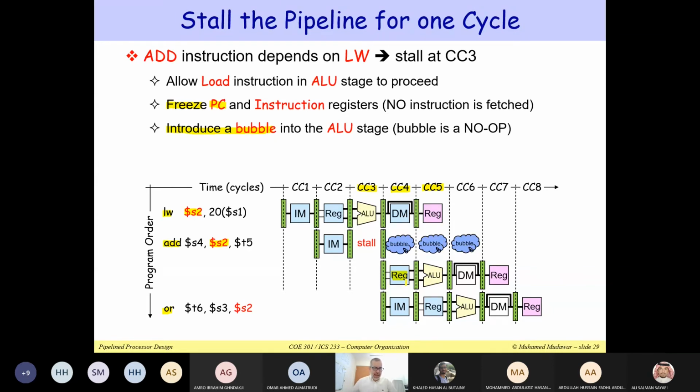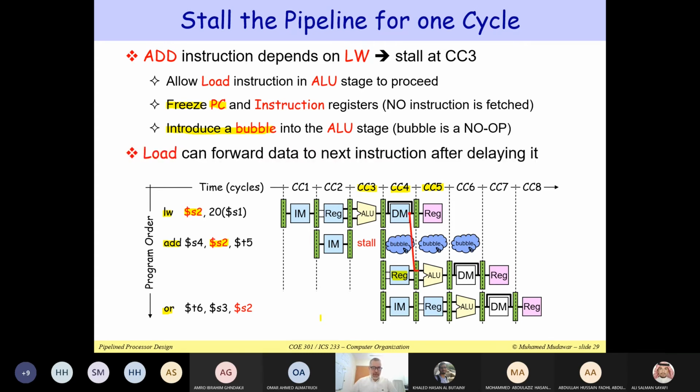And then after that, we can resume the execution of the add instruction. So we don't execute the add during clock cycle number 4. We execute during clock cycle number 5. So that's when we resume. And notice that because we are executing it during clock cycle number 5, by the end of clock cycle number 4, we have the data at the output of the data memory, and then we can forward it. And then we can start executing the add instruction at clock cycle number 5.